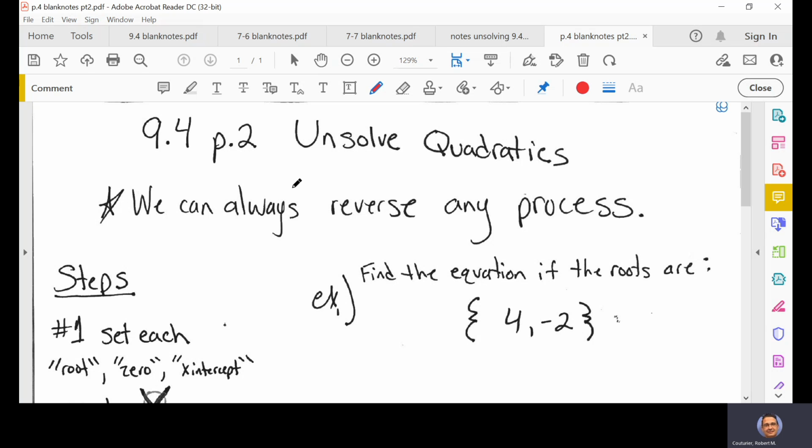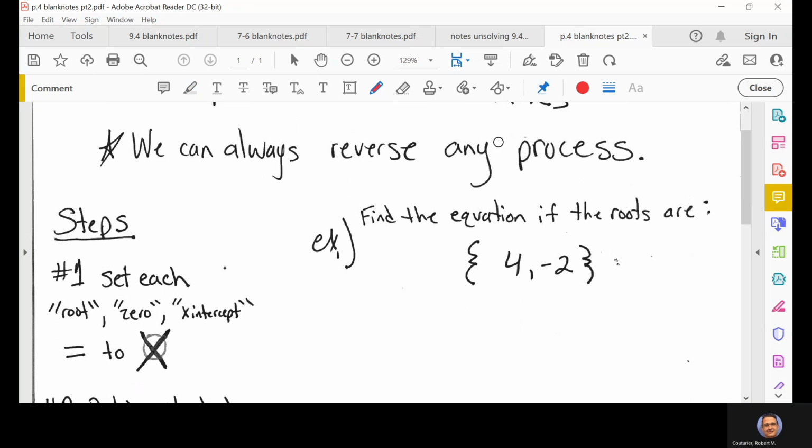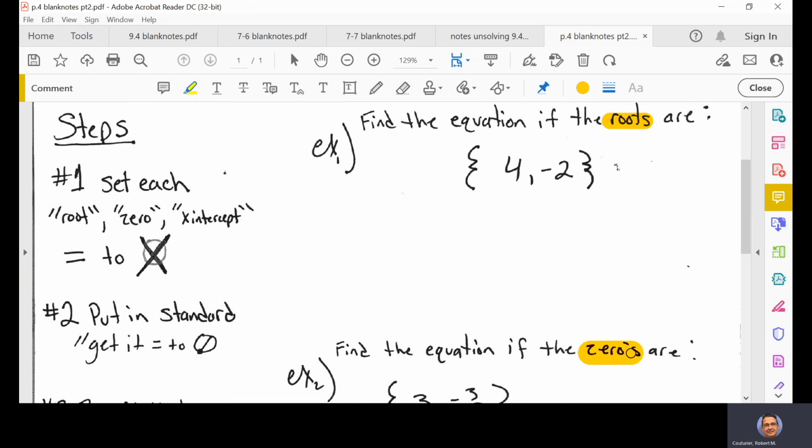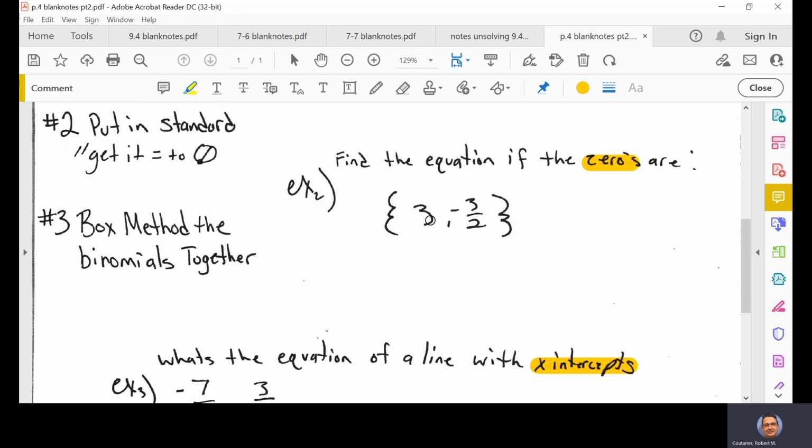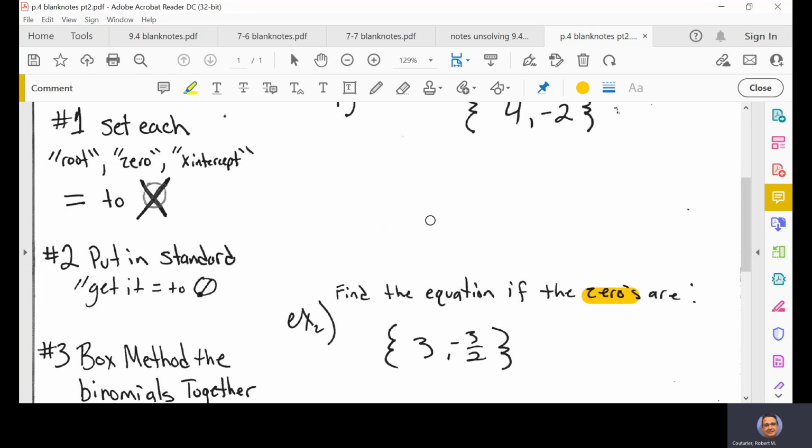3 easy steps to do this. First thing, remember that roots, zeros, x-intercepts, they all mean the same thing. They're all solutions, okay? So we have 3 steps in which we need to do.